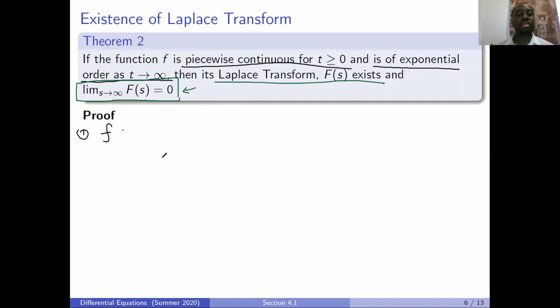Okay, so let's assume that a function f is piecewise continuous. Now remember that if a function is piecewise continuous on an interval, then it means that you can always find a partition of that interval within which the function is continuous. And at worst, the function has a jump discontinuity at the endpoints of those subintervals. So this is what I mean. So this is piecewise continuous.